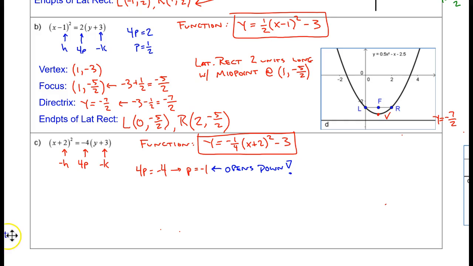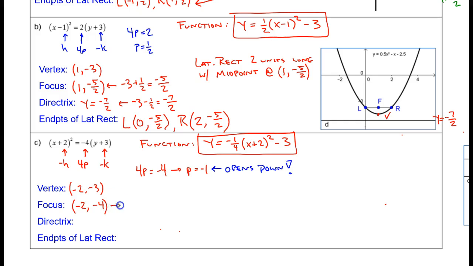From here we can go ahead and identify some of the important points of this parabola. Our vertex is going to be at -2, -3. Our focus is going to be p units away from the vertex. But remember, in this case, our focus will be below the vertex because the parabola opens down. So I have to go 1 unit below this: -2, -4. Might be worth noting here that this is the absolute value of p units below the vertex.